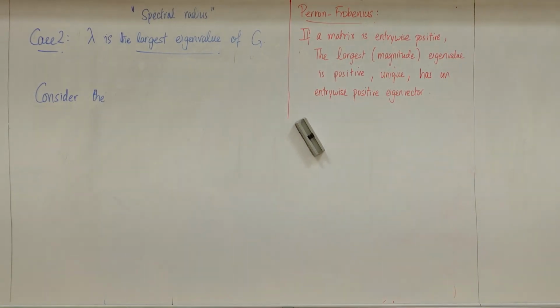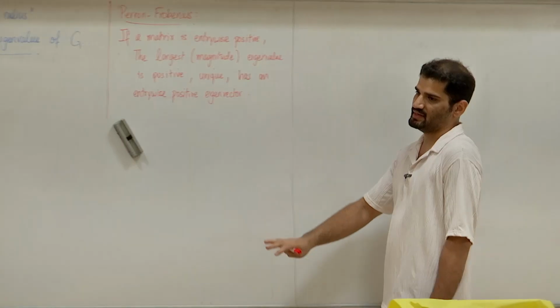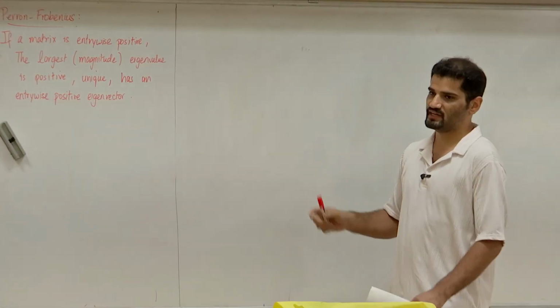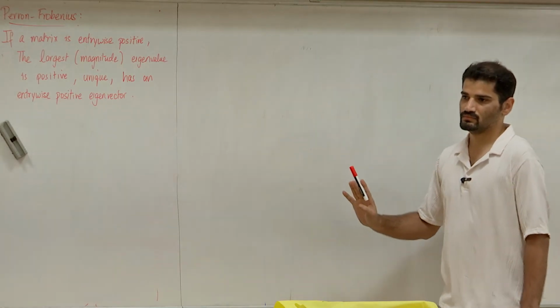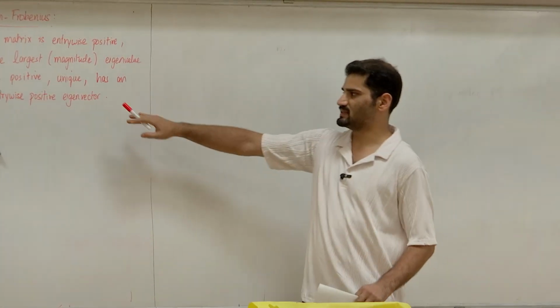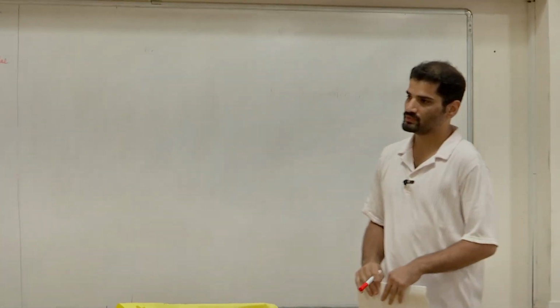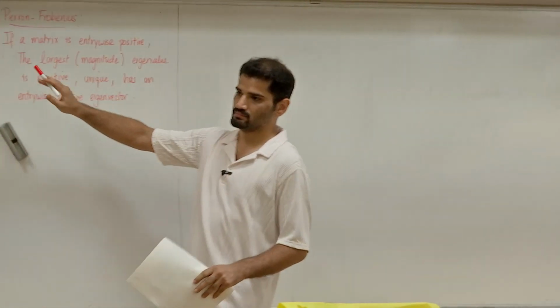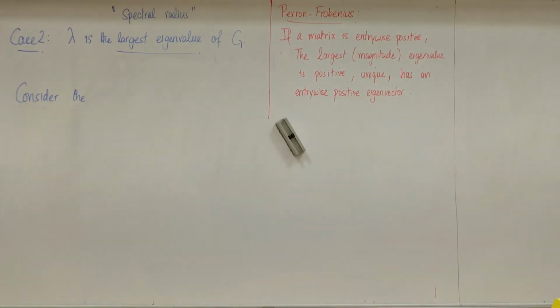This is a good thing you asked because this is what I was going to stress. Perron Frobenius only applies to positive matrices. It does not apply to non-negative matrices. There is an easy counterexample, just consider the zero matrix. All eigenvalues are zero, there is multiplicity, they are not unique, and so on. Nothing holds. But this one is unique, it is positive.